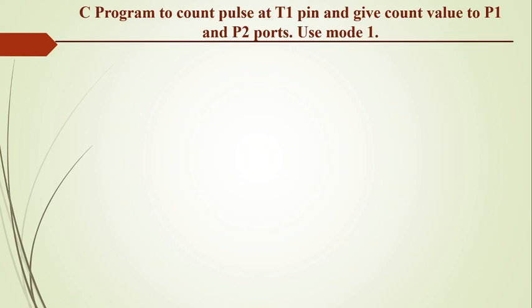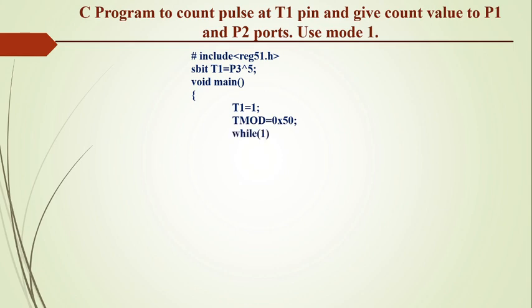So here is the C program for the same. Here we are using the P3.5 pin, that is the T1 pin, at which the input is given, and we have to count those pulses. So we are using this bit as T1. In the main program, we are making this bit equal to 1, that is P3.5, which is given the name T1. Now using the instruction TMOD equal to 0x50, we are selecting counter 1 in mode 1.